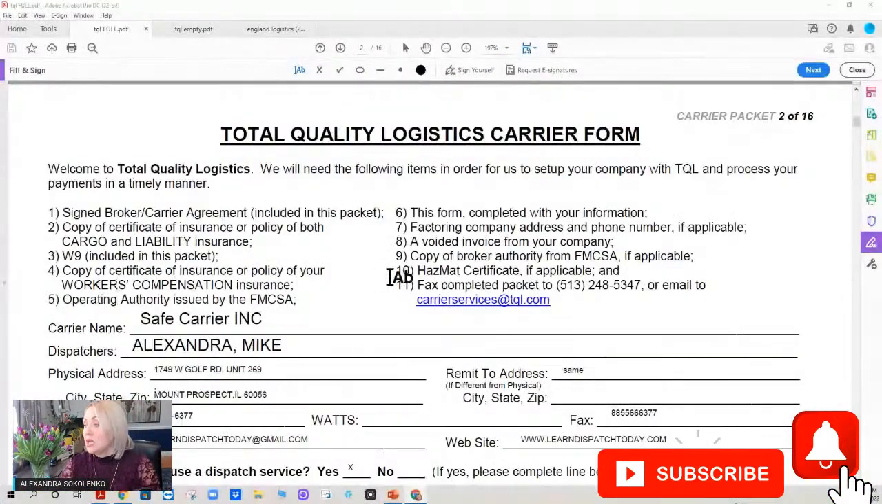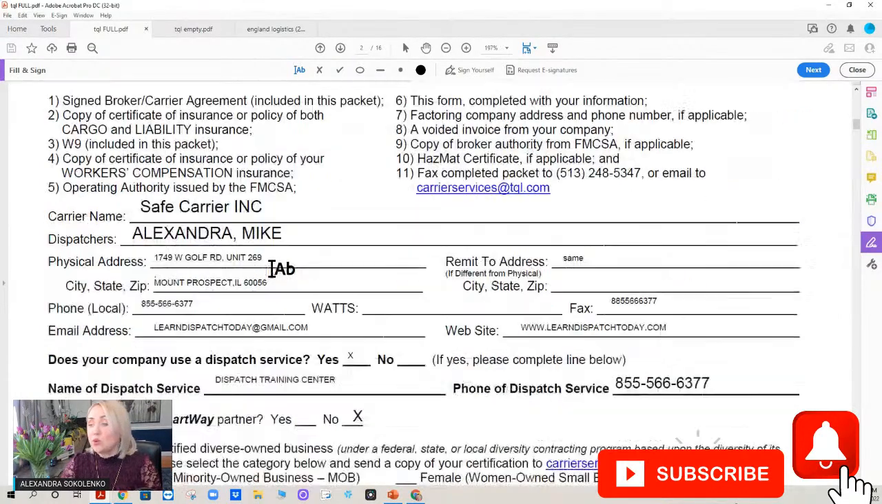Okay, so easy. I, for example, use what? I use Adobe. You can use anything, and you start filling out. Okay, who is your carrier? Safe Carrier Inc. Who is gonna be dispatchers, right? Maybe you have more dispatchers, so you're gonna start putting here. I just put this example, Alexandra Mike.